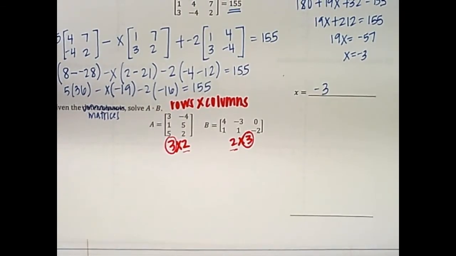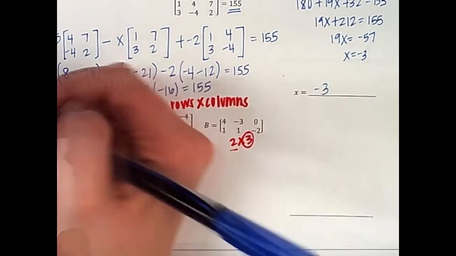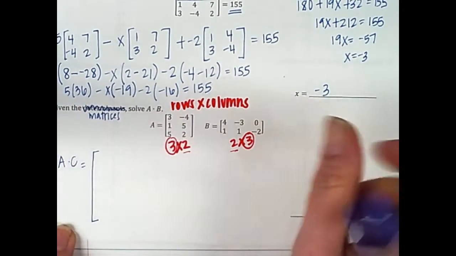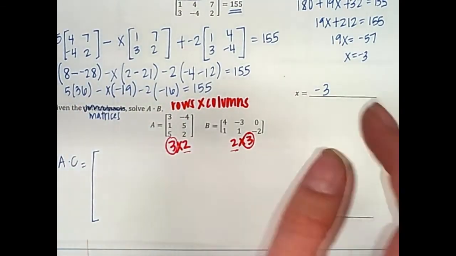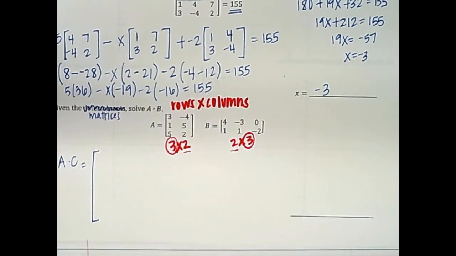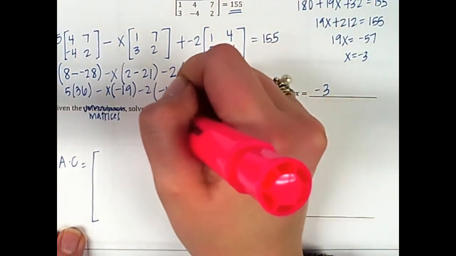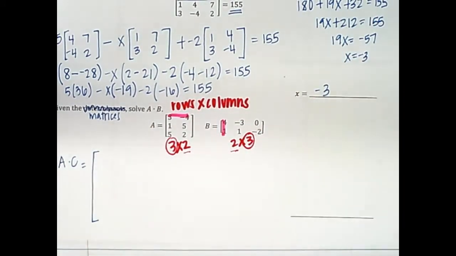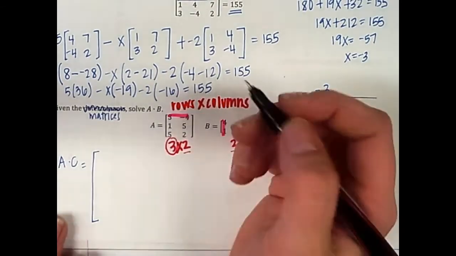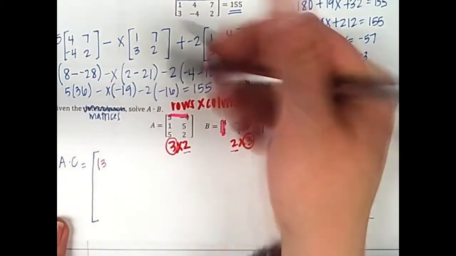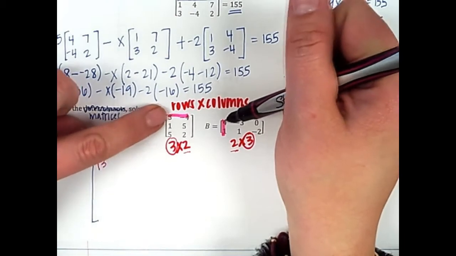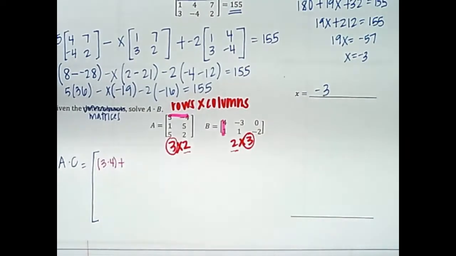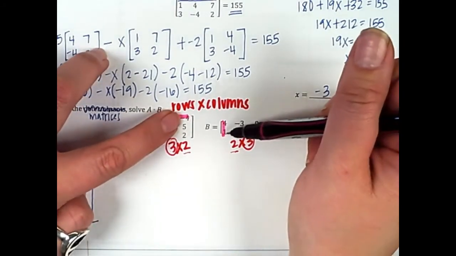Okay, so let's start. So we're multiplying A times C. Let's get out some colors here. The first thing we're going to do is multiply my first row by my first column. So that would be 3 times 4, plus, we're always adding here, negative 4 times 1.